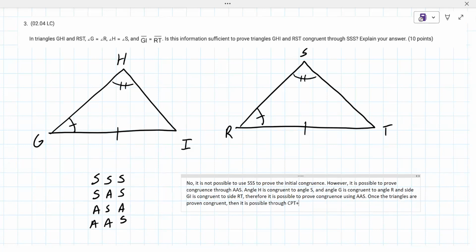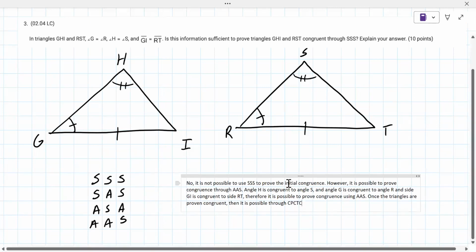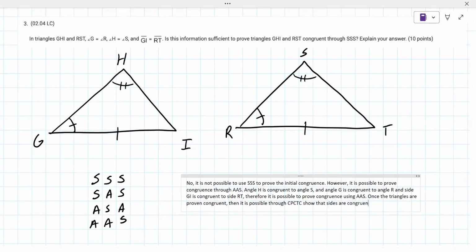through CPCTC. Now, have you seen that in class, CPCTC? Yeah. Okay, so that means corresponding parts of congruent triangles are congruent. Most students use CPCTC as a shorthand. What that allows you to show is that the sides are congruent, and therefore it would then be possible to use SSS to prove congruence. However, the triangles have already been proven congruent.